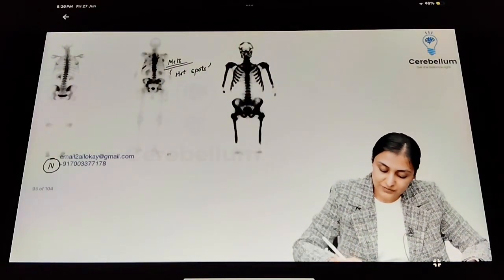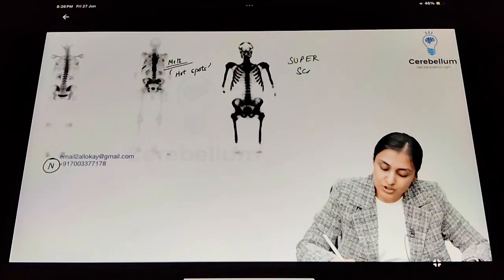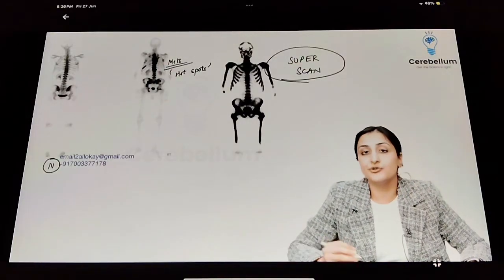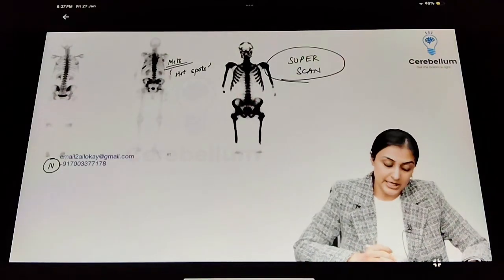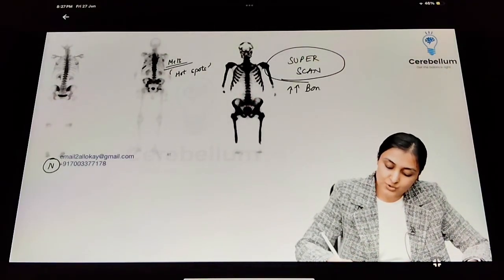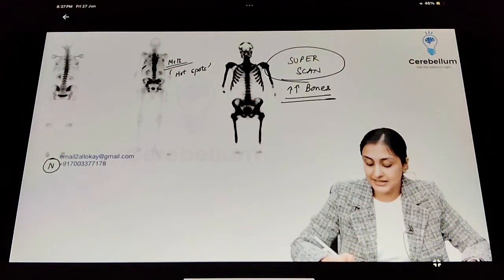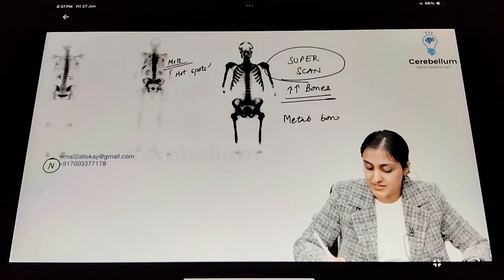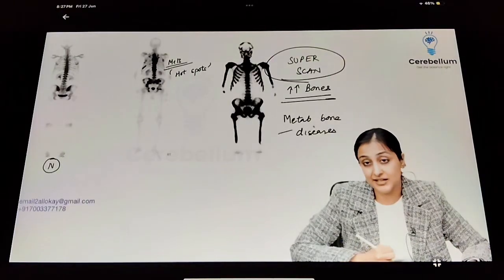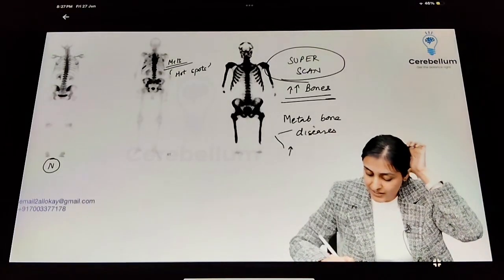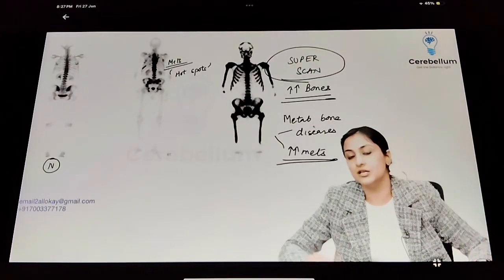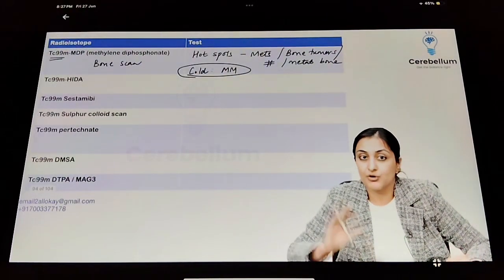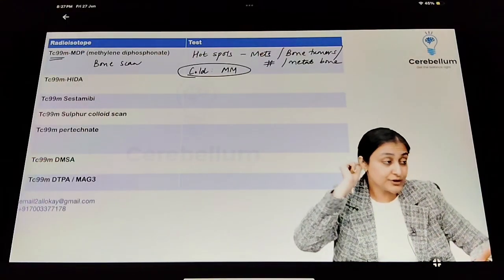This was a recent question where they asked, what is a super scan? A super scan is an investigation where all of the bones are taking up so much uptake. Look at this, even the kidneys are not seen. So this is a super scan where all of the bones are showing diffusely raised uptake, and this is what we see in metabolic bone diseases because now all of the bones of the body are affected. The other theoretical possibility is where you have many metastases. All of the bones have multifocal metastases resulting in a super scan. So that is what you need to know about bone scan. HIDA, I already said, is for the biliary system.